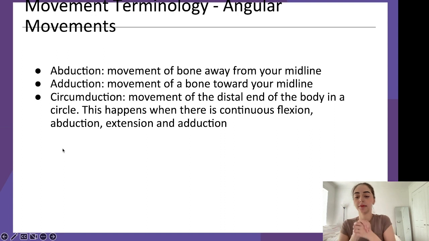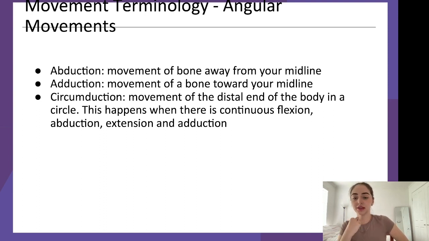All right, now, abduction and adduction. Abduction is the movement of a bone away from your midline. So if I do this, that's abduction, if I'm pushing it up. Adduction is bringing it towards my midline. So adduction, abduction, adduction. Circumduction is the movement of the distal end of the body in a circle.